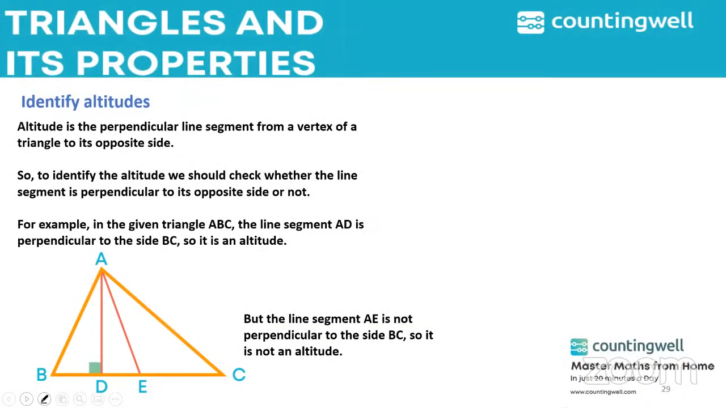Similarly, while you are identifying altitudes, remember that it is a perpendicular line segment, meaning it forms a 90-degree angle from a vertex of a triangle to the opposite side. So it is very important to check whether it is perpendicular to its opposite side or not. For example, in triangle ABC, you can see the line segment AD is perpendicular to BC, so it is an altitude. But AE is not perpendicular to side BC because it is not making a 90-degree angle with the side BC, so it is not an altitude.